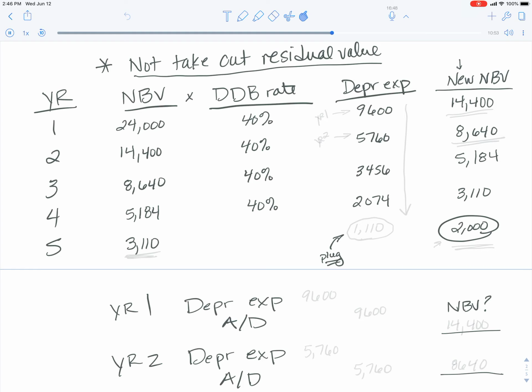So what we need to do is only depreciate the amount that is necessary to get to 2,000 as our net book value. So if we're starting off with a net book value of 3,110, and we want to be at 2,000 net book value, that means in the last year we need to depreciate 1,110. So you're going to do depreciation last here and make sure you end up with $2,000 as your net book value.